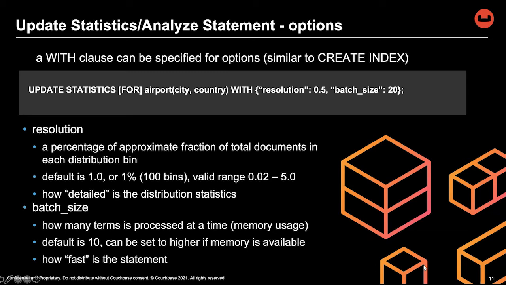In situations where you have a not very busy system and a lot of memory available, you can increase the batch size to something greater than 10. That just means the statement is going to process more terms at a time, and the statement will finish faster. Conversely, if you have a very busy system or you know memory is tight, then you can specify a batch size smaller than 10, which means the statement is going to process fewer terms each time and use less memory, but the whole statement is going to run longer because it has to go through more passes.